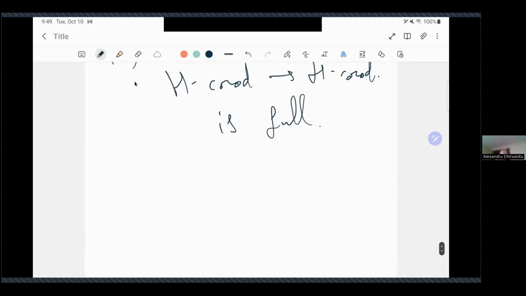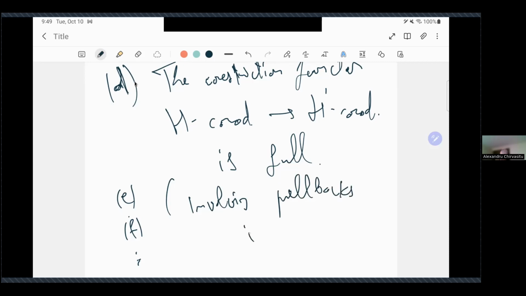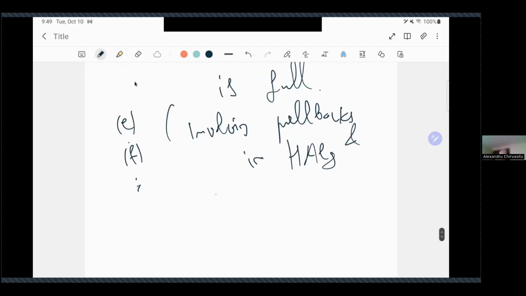And then there are more conditions to this. So there's an E and there's an F and so on. Actually, I can't remember how many. These have to do with pullbacks in the category of Hopf algebras, which are things that exist, but that you don't encounter all that often, and similar universal constructions.